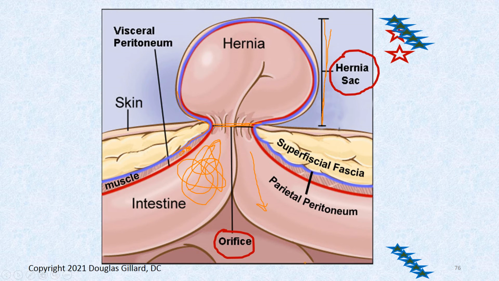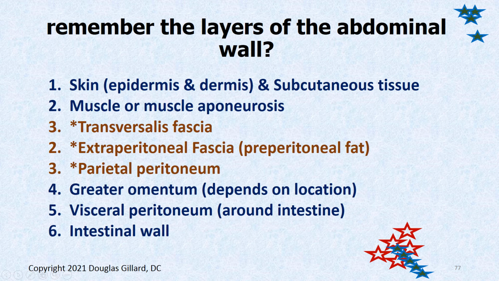Any place between intestines is part of the peritoneal cavity. But the peritoneal cavity is between the parietal and the visceral peritoneum. So you can see that we have different members of the hernia sac, and we have some skin here, and we don't have any muscle here, but the hernia sac can be different layers depending on what type of hernia it is. And remember the layers of the abdominal wall.